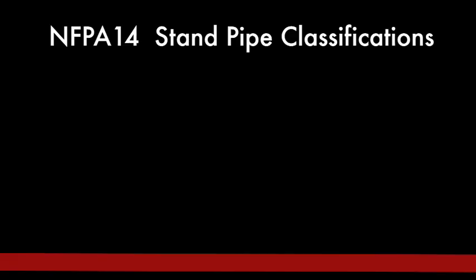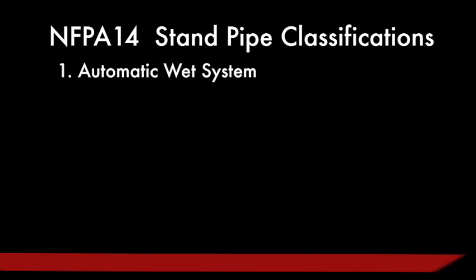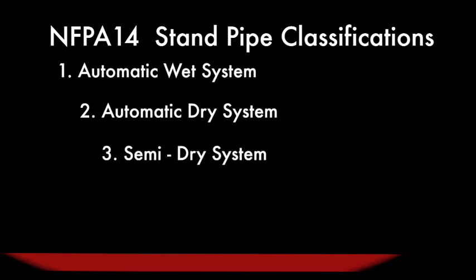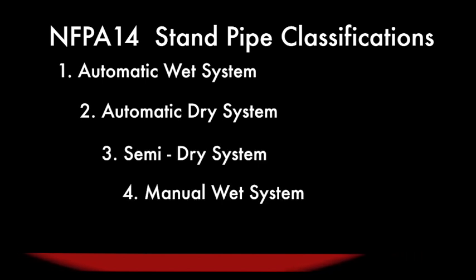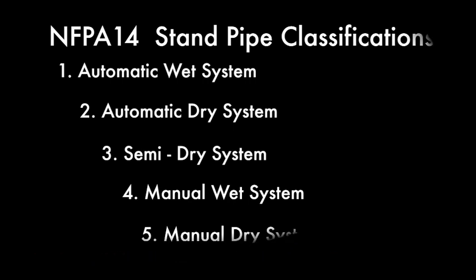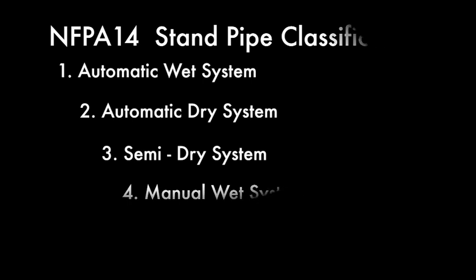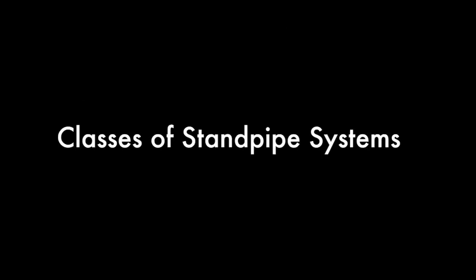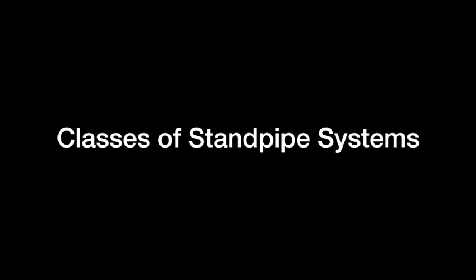NFPA 14 defines 5 types of standpipe systems: automatic wet systems, automatic dry systems, semi-automatic dry systems, manual wet systems, and manual dry systems. Although there are 5 types of standpipe systems, this MBT will mostly focus on the automatic wet systems that are most commonly found in Montgomery County. Apart from the 5 types of systems, standpipes are also broken into 3 differing classes.